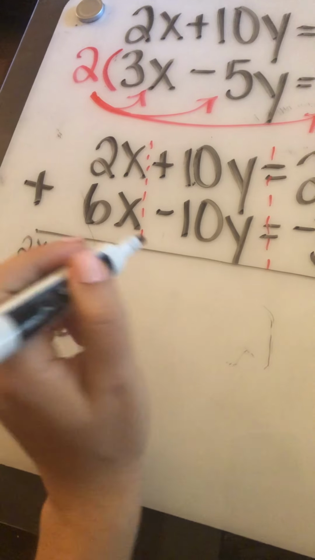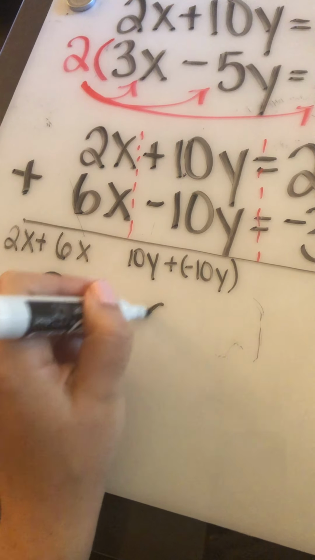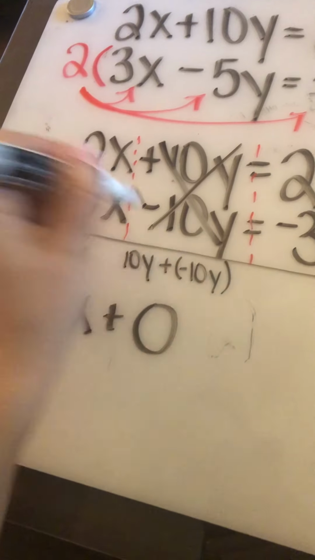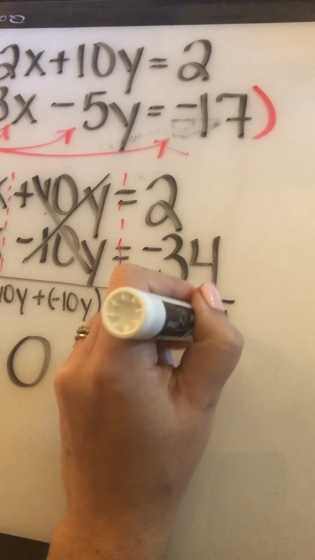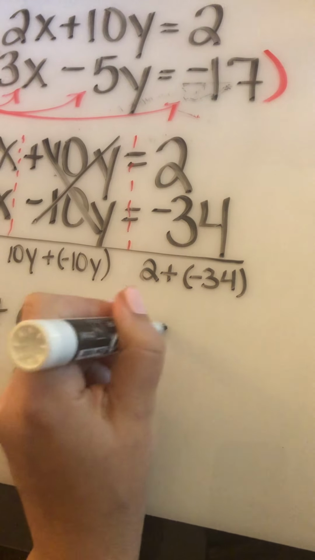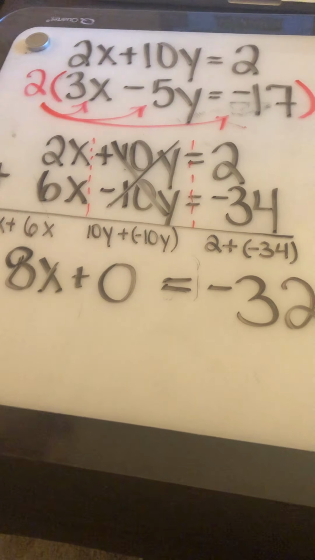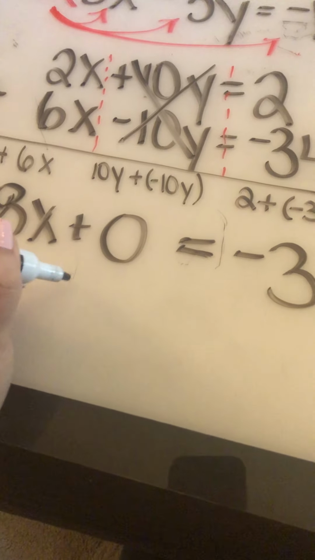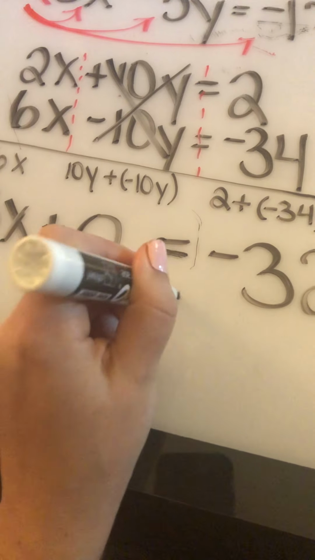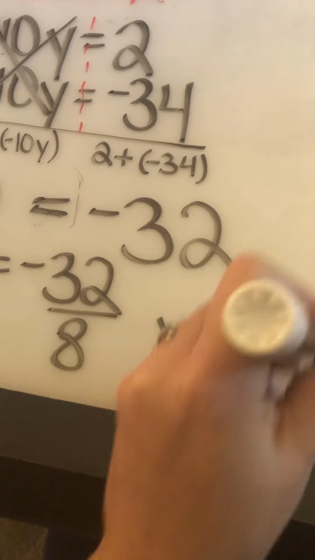10y plus negative 10y. That's going to give us our 0, so our y's are eliminated, okay? And then over here we have 2 plus negative 34. And that would equal negative 32. Okay, so we're back to some familiar steps. I know you guys were doing this in your work that you showed me all week. So we rewrite it without the 0. So 8x equals negative 32. And then we simply divide by 8 to get x alone. And we'll get x equals negative 4.